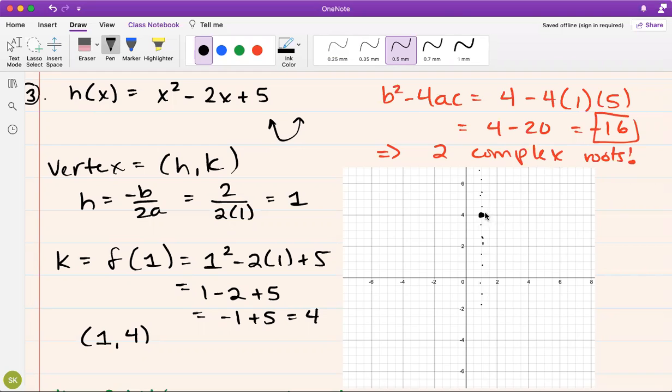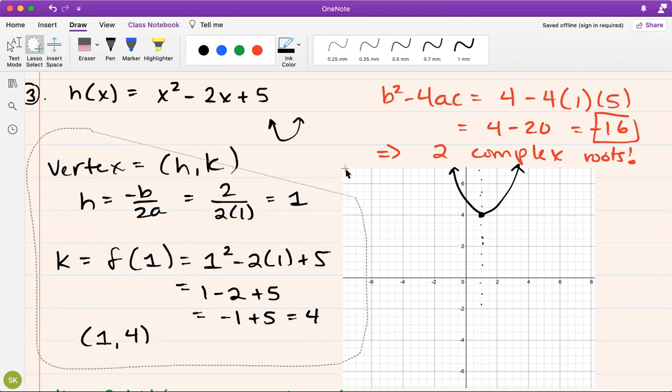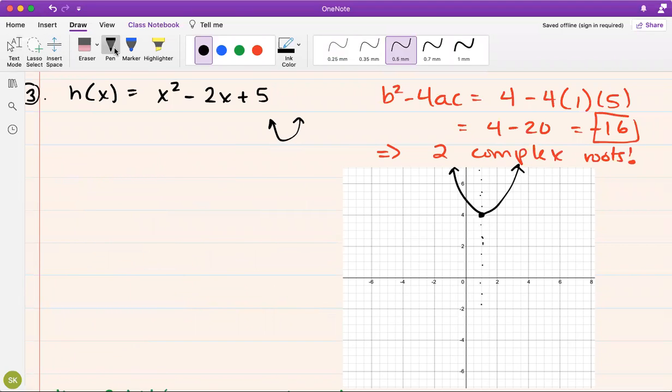I'm just going to do a sketch. It's going to look something like this, but if I want to be very careful, I want a good sketch, I need to at least find one more point. The axis of symmetry is right here at 1. What I could do is find the y-intercept. So let me erase this. We could find the y-intercept. That'll help us graph this.